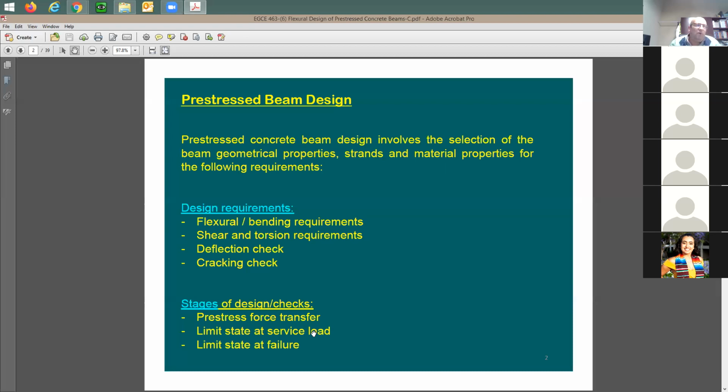Also, there is something called limit state at failure. I'd like to study the failure condition. I want to see what happens to the stresses at failure. Which is going to fail first? Is it the steel or the concrete? And just for curiosity, guys, do you recall in conventional concrete design, which failure is preferred? Do you want the concrete to fail first or the steel?